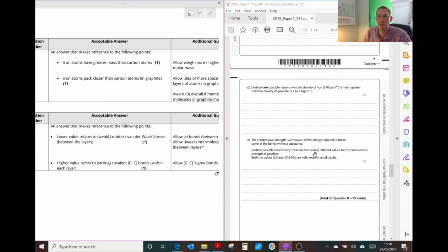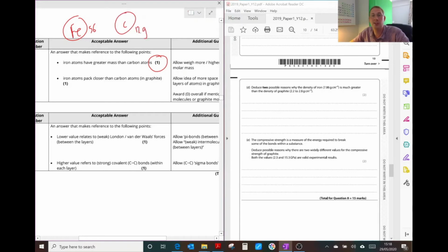Deduce 2 possible reasons why the density of iron is much greater than the density of graphite. The first thing, and the most obvious thing that actually many people missed, iron atoms are heavier than carbon atoms. Iron, 56 grams per mole, carbon, 12 grams per mole. So even if you had the same number of atoms in the same space, iron would be 4.5 times as heavy. So the iron would be 4.5 times as dense.